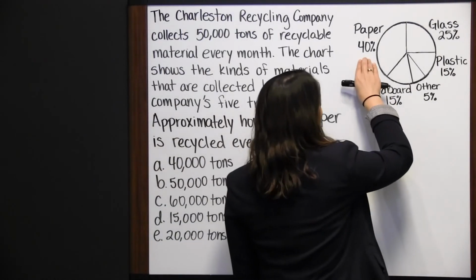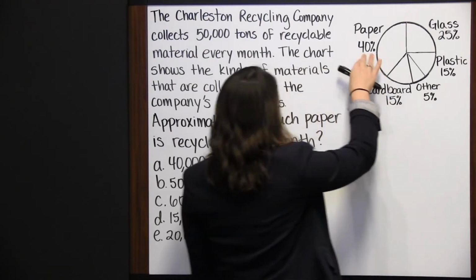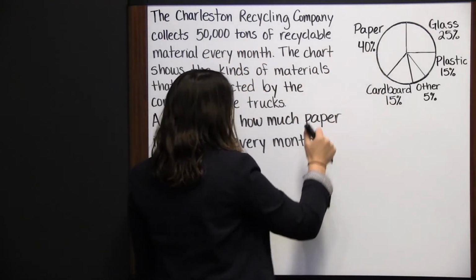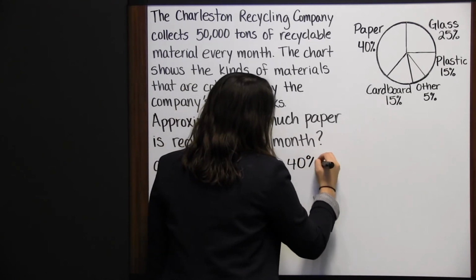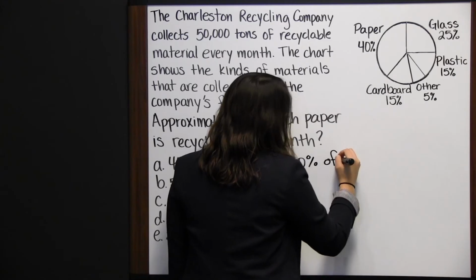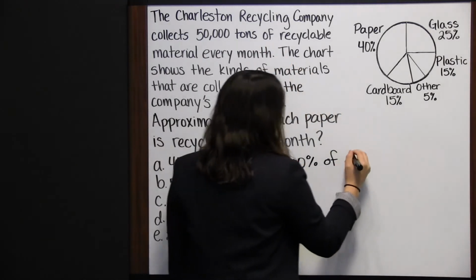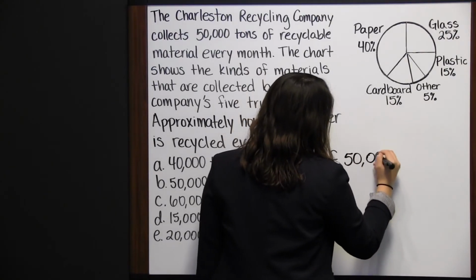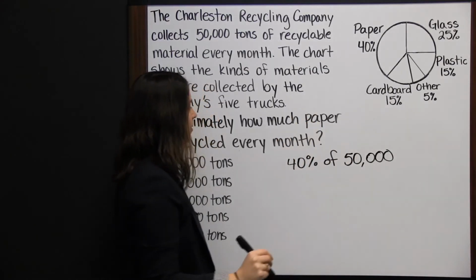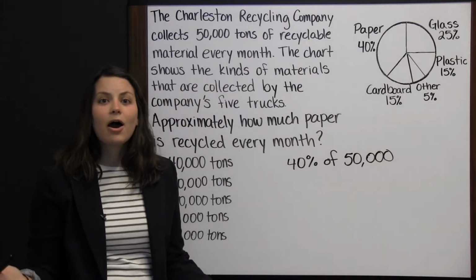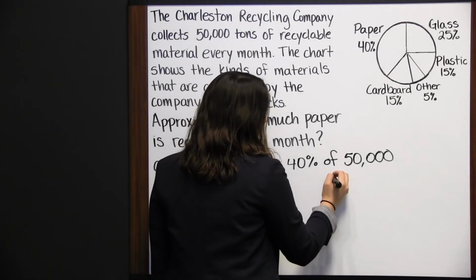So this 40% means 40% of the total. Paper is 40%. So 40% of the total amount of recyclable material collected, or 50,000 tons, 40% of that is paper. And that's what we want to find, is how much is that? Well, of means to multiply.